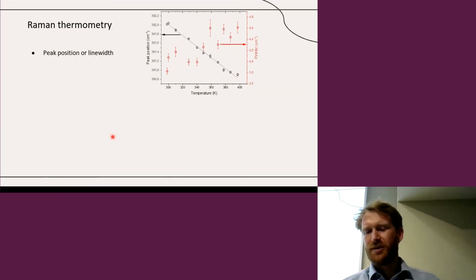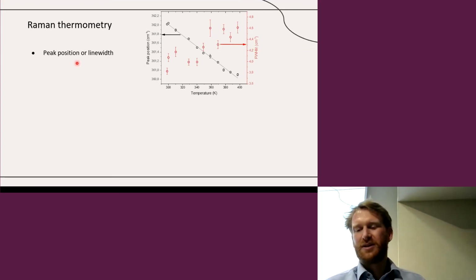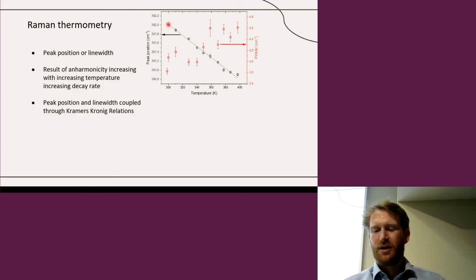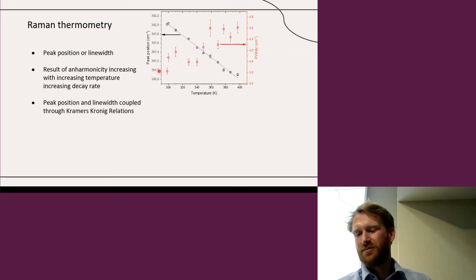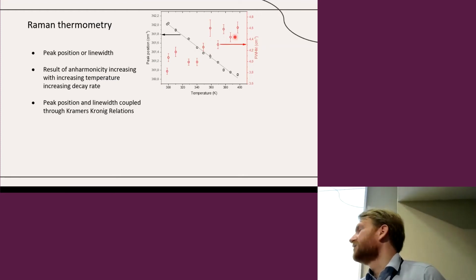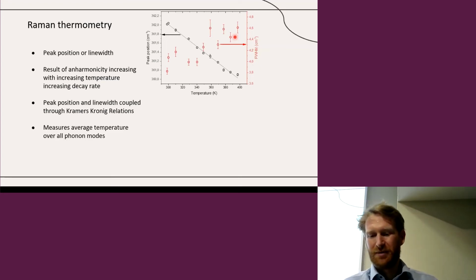For Raman thermometry, there are generally three things that can be checked to determine the temperature: the peak position, or the line width, which comes from anharmonic effects. They are coupled through the Kramers-Kronig relation. Here you see a typical example. The black circles represent the peak position as a function of temperature, whereas the red circles represent the full width half max. As you can see, the full width half max is a little bit more noisy. The signal to noise ratio is harder to extract than for the peak position in general. So the peak position is generally the more common way to measure temperature using Raman.